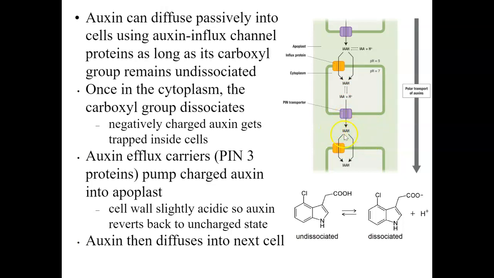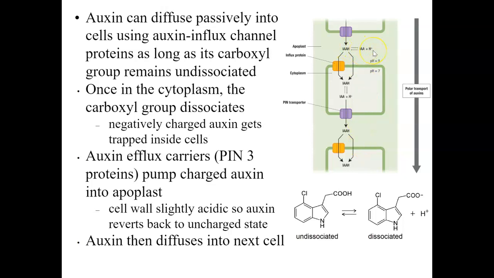Then auxin makes it into the apoplast, and the apoplast is acidic. You can see that pH here. Once in the apoplast, it picks up a hydrogen ion again, and then it becomes this form again, with the full carboxyl group. It's no longer negatively charged, which means it can go back into the cell without using any energy, using the influx protein. And it just keeps doing this over and over again.